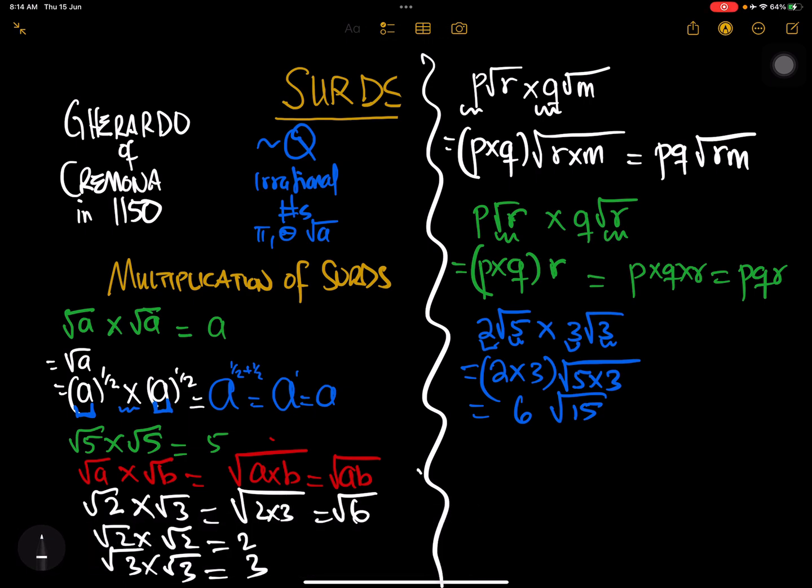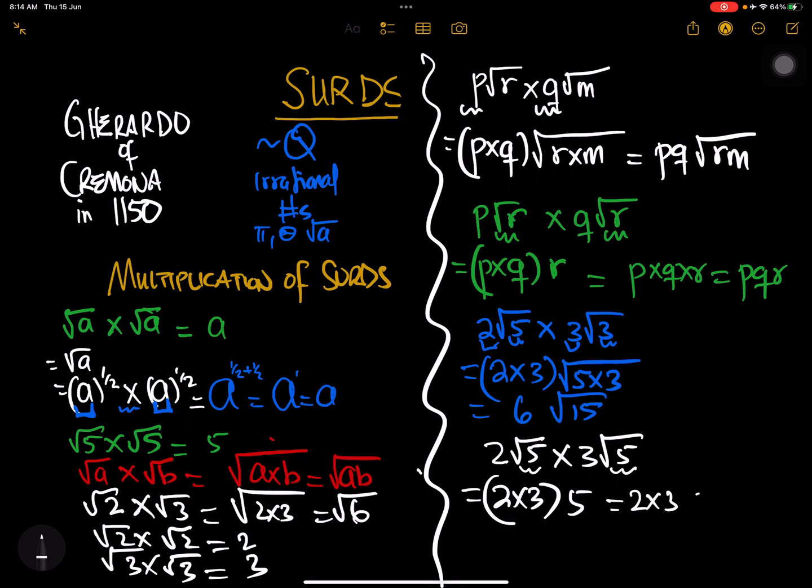On the other hand, if we are given 2 square root of 5 multiplying 3 square root of 5, we're going to have 2 multiplied by 3 in parentheses, and then we are just going to have 5, because the square root of 5 times square root of 5 are the same, and we just leave it as it is. So we're going to get 6 times 5, and that gives us 30. So that's the multiplication of surds.